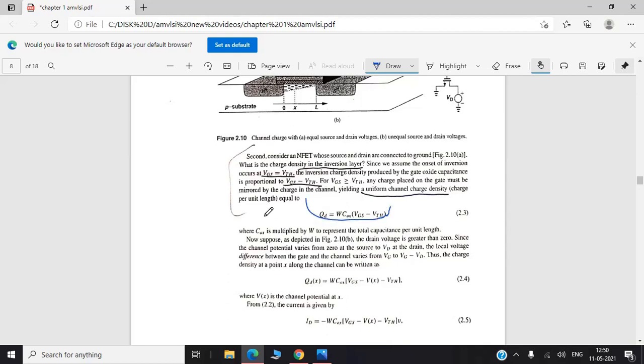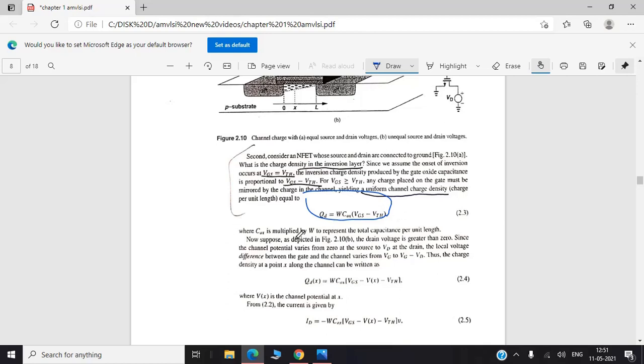Now the charge density is given by W into COX. What is COX? COX is nothing but the gate oxide capacitance, and W is the width, multiplied by VGS minus VTH. So we got QD now. COX is multiplied by W to represent the total capacitance per unit length.